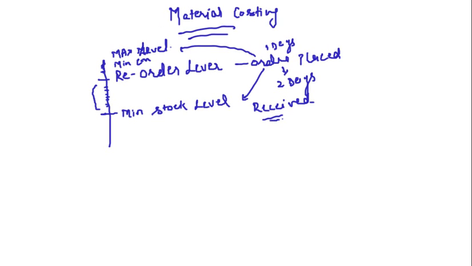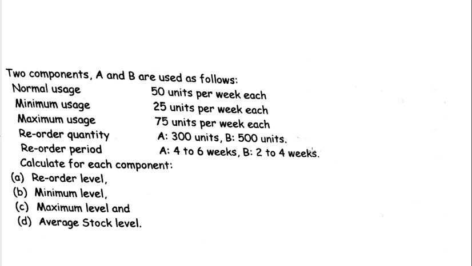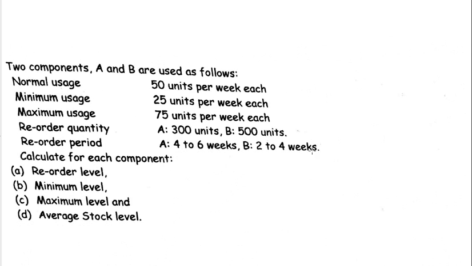So now let us do some practical problems for this. First the previous problem, yes, this one. 2 components A and B are used as follows. Normal usage is 50 units per week each. Minimum usage is 25 units per week each. Maximum usage is 75 units per week each. Each means A and B, okay? So reorder quantity for A it is 300 units and B it is 500 units.